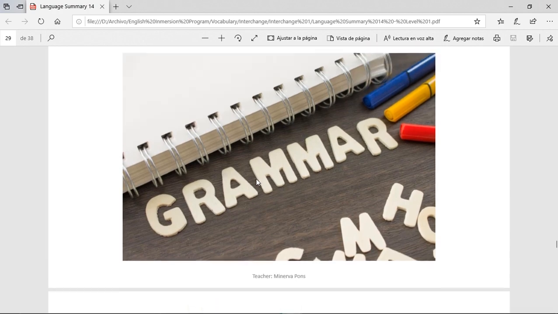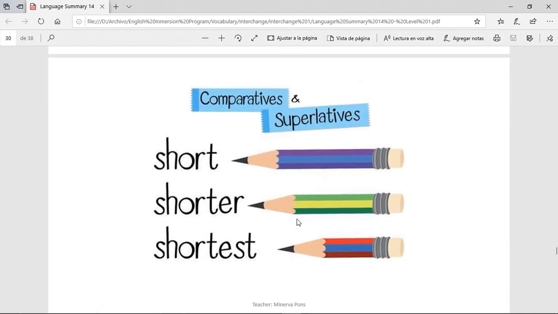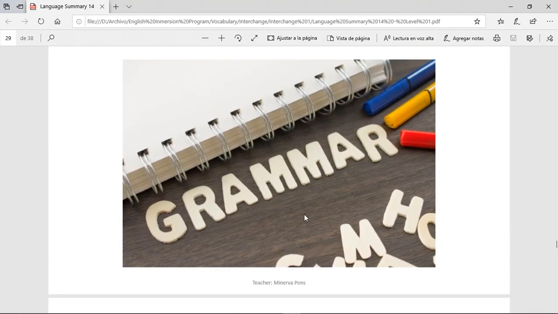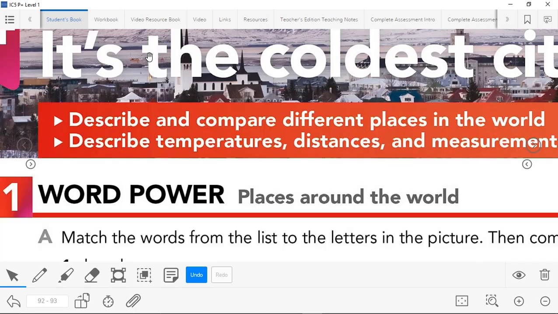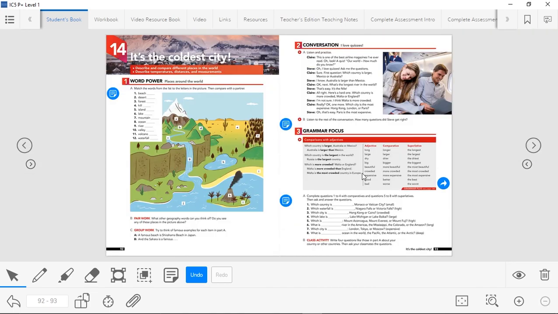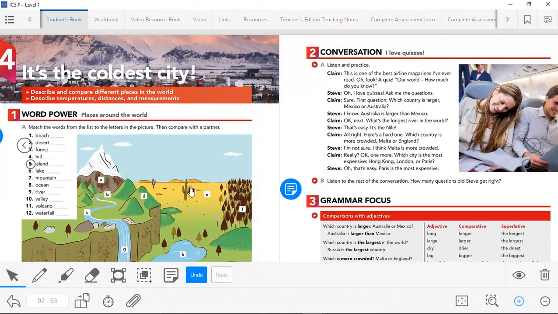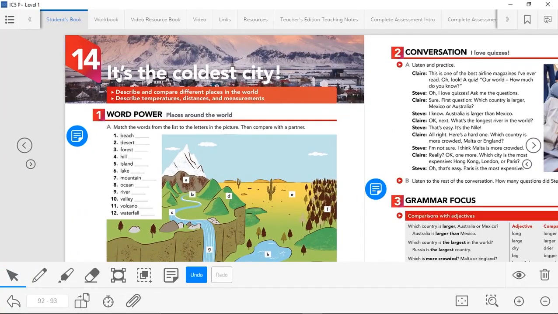Okay, we're going to come back here when we get to the grammar part. It's going to be comparatives and superlatives. It's going to be quite interesting and really used. But for that, we're going to first see things in the book for today. Okay, so starting with unit 14, the name of this unit is "The Coldest City." And it's quite interesting, the name, because we're already using the grammar for today. It's the coldest. You know cold, but what happens with coldest? We're going to be seeing that today.